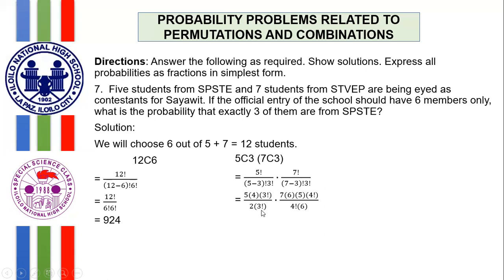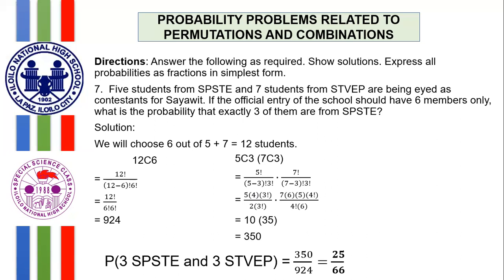This will cancel. For the second one, this will become 4 factorial here. That's why the 7 factorial on top becomes 7 times 6 times 5 times 4 factorial, with the intention to cancel the 4 factorials. And the 3 factorial here is just 3 times 2 times 1 or 6. From the first one, we have 5 times 4, that's 20 divided by 2 or 10. For the second one, the 6 and the 4 factorials would cancel. So 7 times 5 or 35 will be left. And the total number of ways to choose 3 from SPSTE and 3 from STBEP is 350 ways.